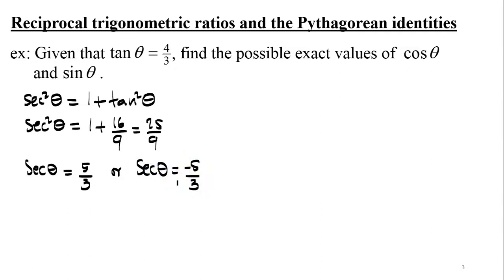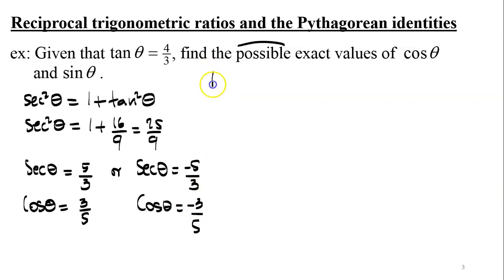Now notice that here in the given, we do not have a domain for theta. We know nothing about theta, where it's located exactly on the unit circle, in which quadrant. And this is why in the question they ask for the possible exact values. So here there are no values that get rejected. So I need to keep both. So since secant theta has these two possible values, I can deduce the possible values of cosine. So cosine is 3 out of 5 in this case, and in this case cosine is negative 3 out of 5.